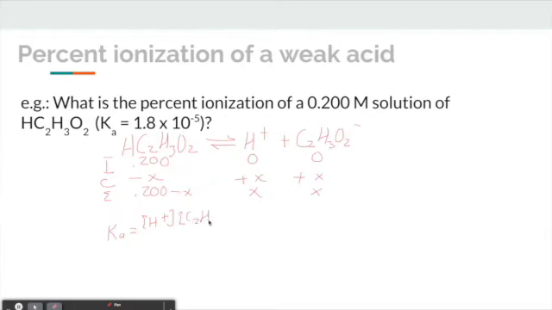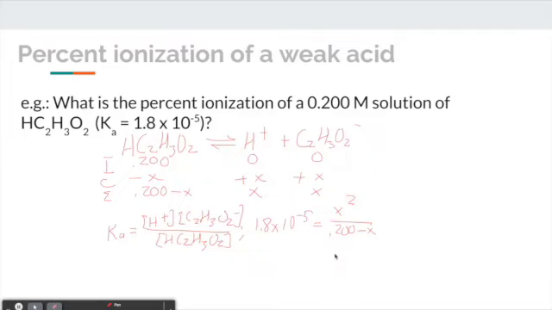This is called the acetate ion, divided by the concentration of the acid, which was the HC2H3O2. So in terms of the numbers that we have here, Ka is 1.8 times 10 to the minus 5. In our chart, both H plus and acetate concentrations are X, so the numerator is X squared. And in the bottom, we have 0.200 minus X.